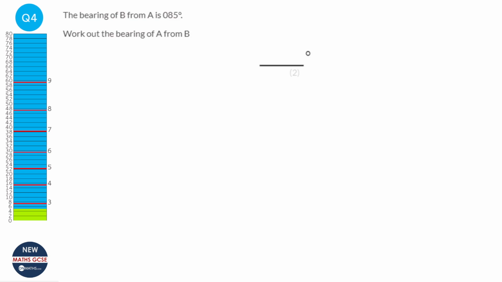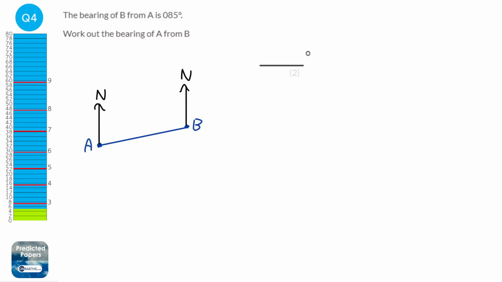So I'm going to start off just with a quick sketch. And we know that the bearing of B from A is 85 degrees. So we're going to have A here and B here. And let's just draw a line between them. And let's do both our north lines. And so we know that this angle here is 85 because it's the angle on the bearing of B from A, so it's 85 degrees.